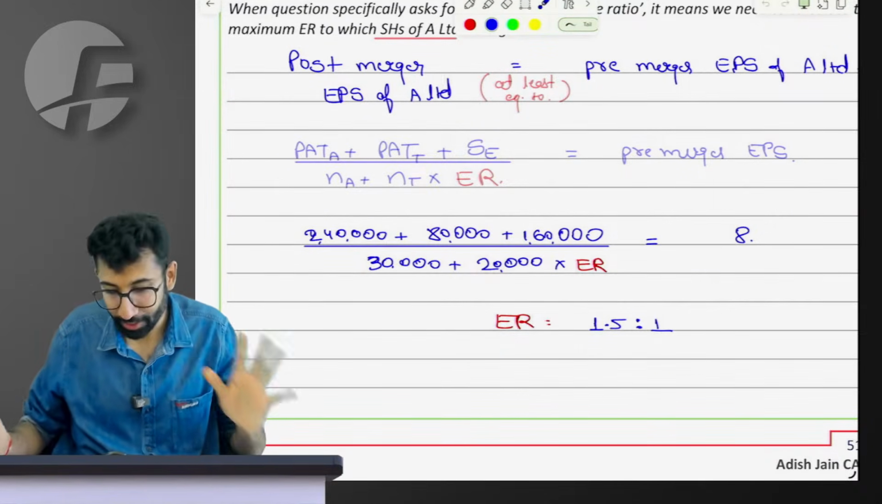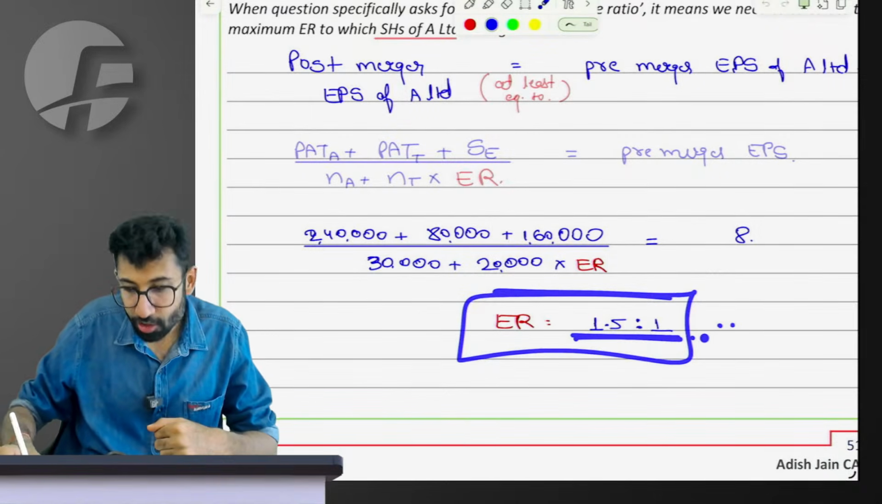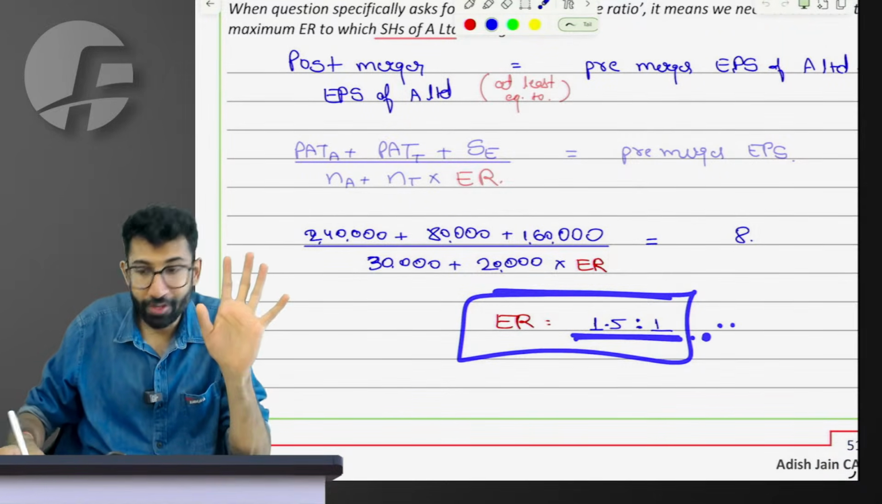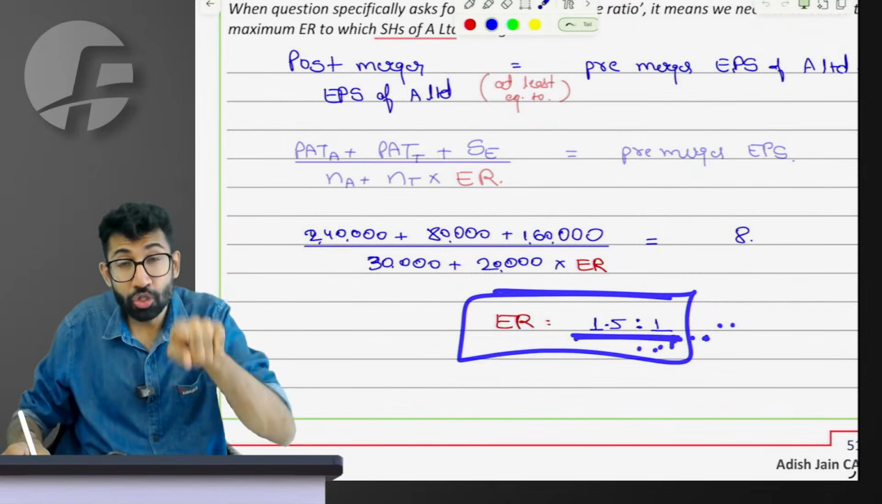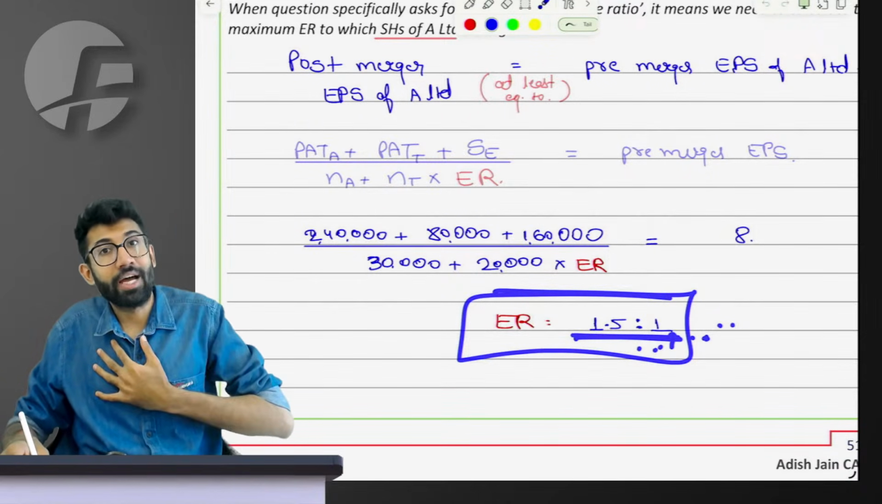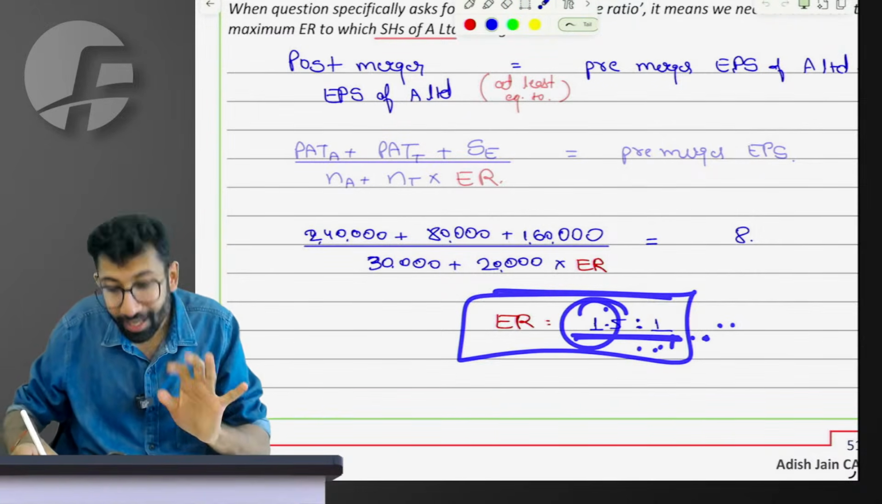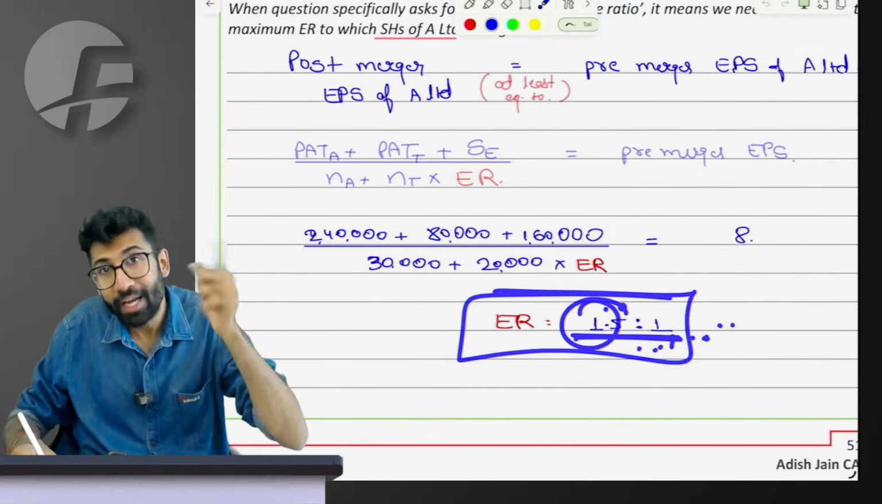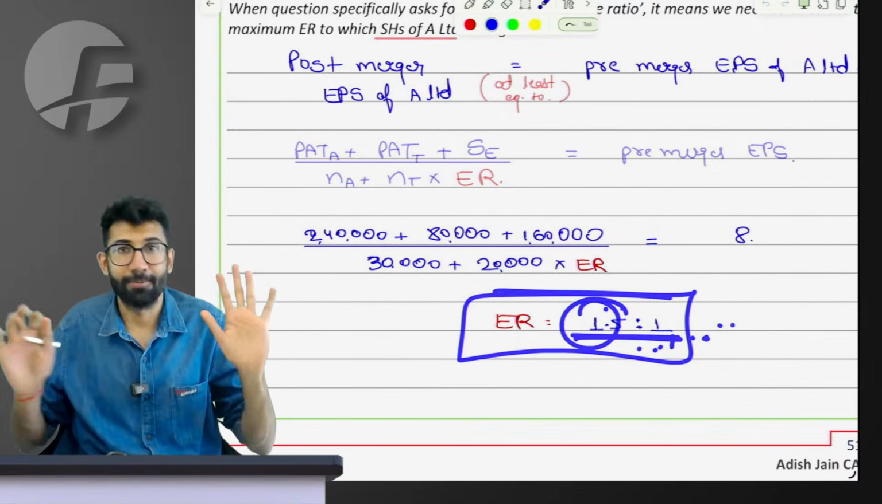Okay, so sir, this way I could find the maximum exchange ratio I'm ready to give you is 1.5 is to 1, because beyond that, if I give you, it would be my loss. Because you said, right, as an acquirer, I would want to keep it as low as possible. At 1.5, I have no loss. Beyond it, I will have a loss. Below it, I will have a profit, which is why this is my max.